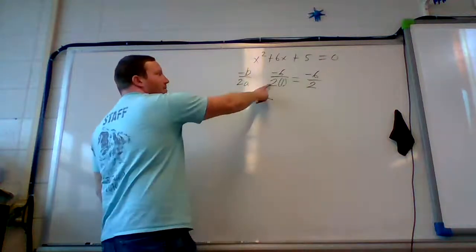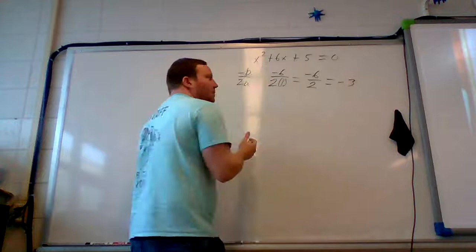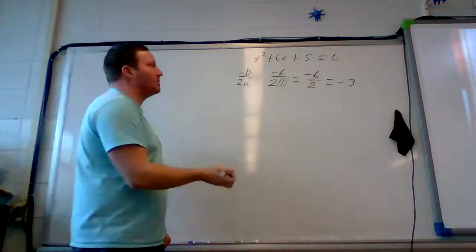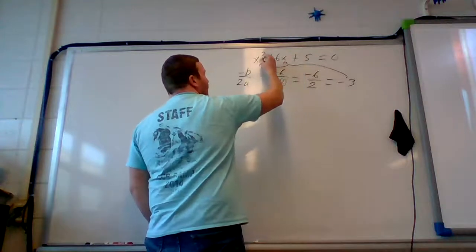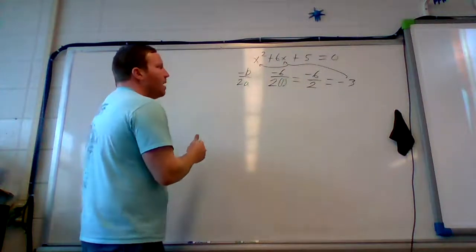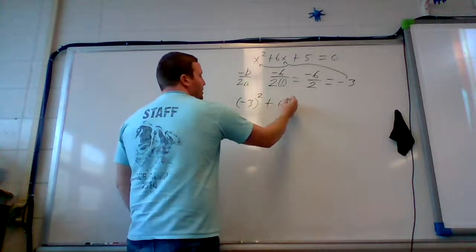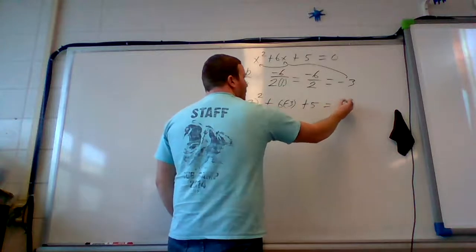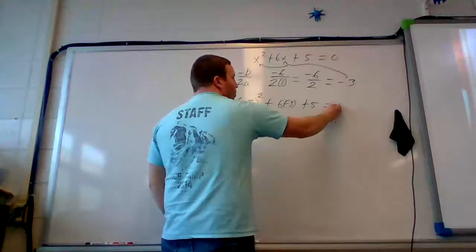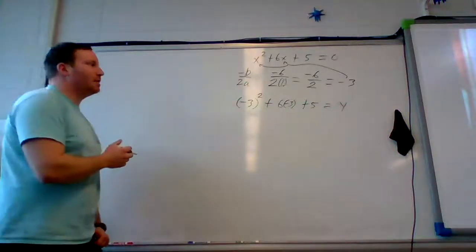So in this case, we have negative 6 over 2, which gets us a negative 3. So again, that's our x value of the vertex. We then take that value, plug it in for our x values. So we have negative 3 squared plus 6 times negative 3 plus 5 equals not 0, but y. Right? It's going to find us our y value of that vertex.